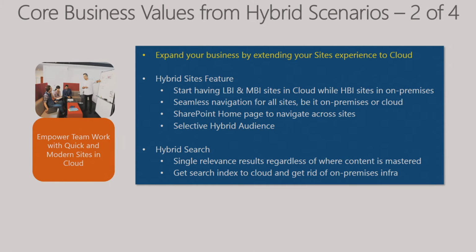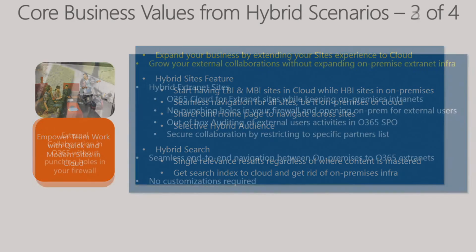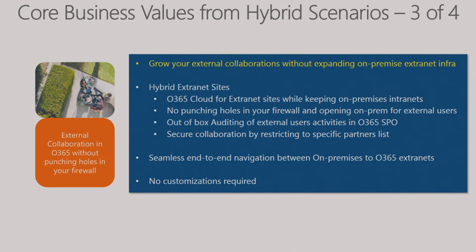However, when you search, whether the user is searching from the on-prem site or from the cloud site, doesn't matter. He will get a single relevant set of results back. Okay, so that's the hybrid search feature. The next one is external collaboration. It's just an extension of the same sites feature I talked about.